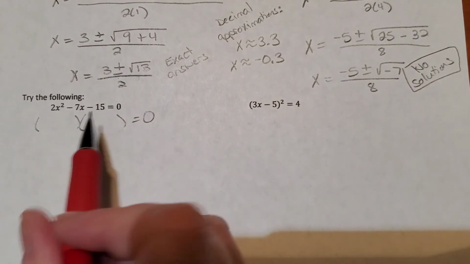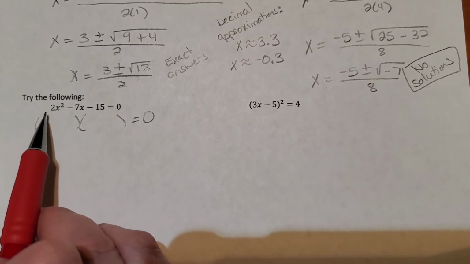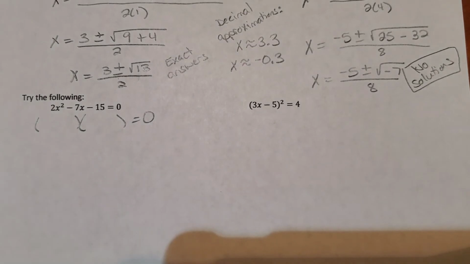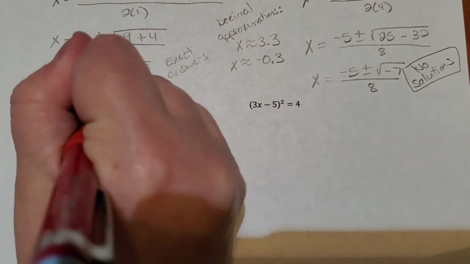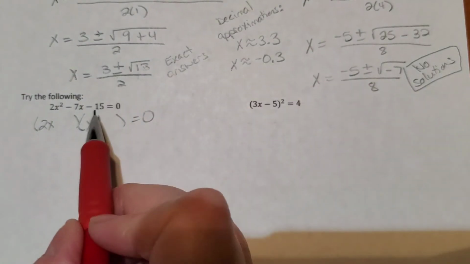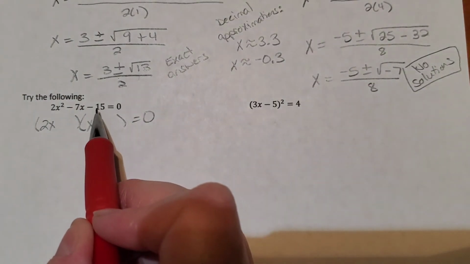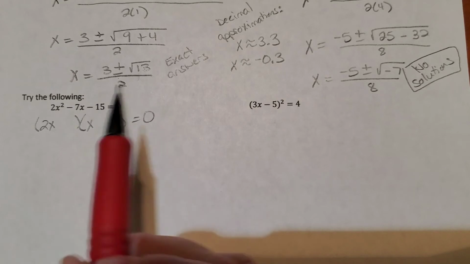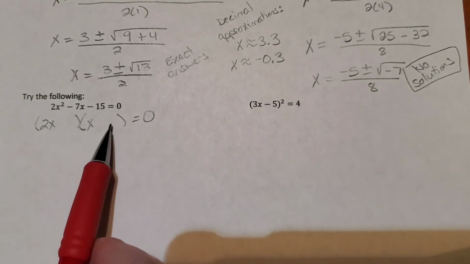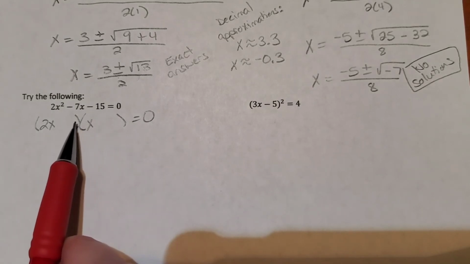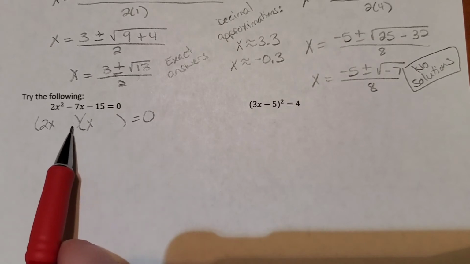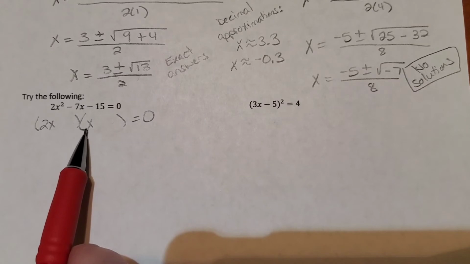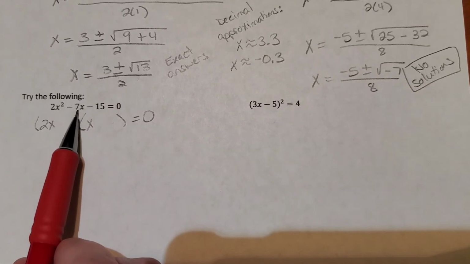But this one does factor. It's harder to factor because the leading coefficient's not 1, but we can still factor it. We know it has to be 2x and x to give us 2x squared. And then the factors of 15 would either be 15 and 1 or 3 and 5. And so the placement of the 3 and 5 is going to make a difference. If you put the 5 here and the 3 here, notice you would have 6x for your outer and 3x for your inner. Those are not going to combine to give you a 7x.